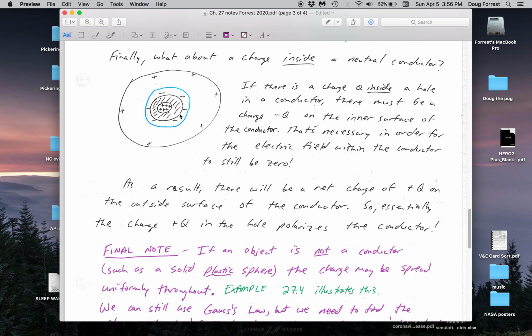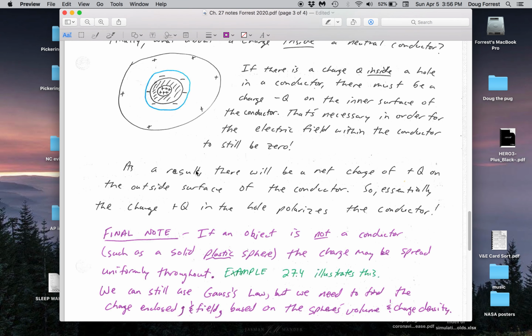Okay, so if this has a net charge of plus Q, there's a net charge of minus Q on the inside surface and a net charge of plus Q on the outside surface. So essentially, the charge of plus Q in the hole polarizes this conductor.